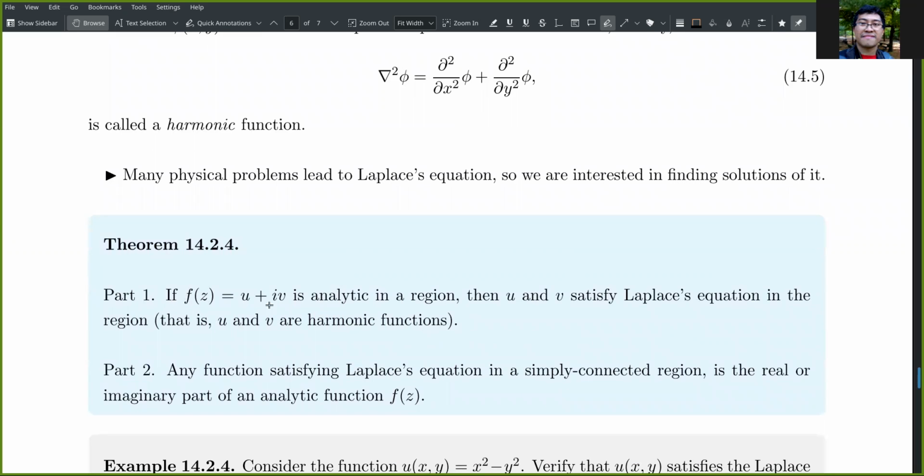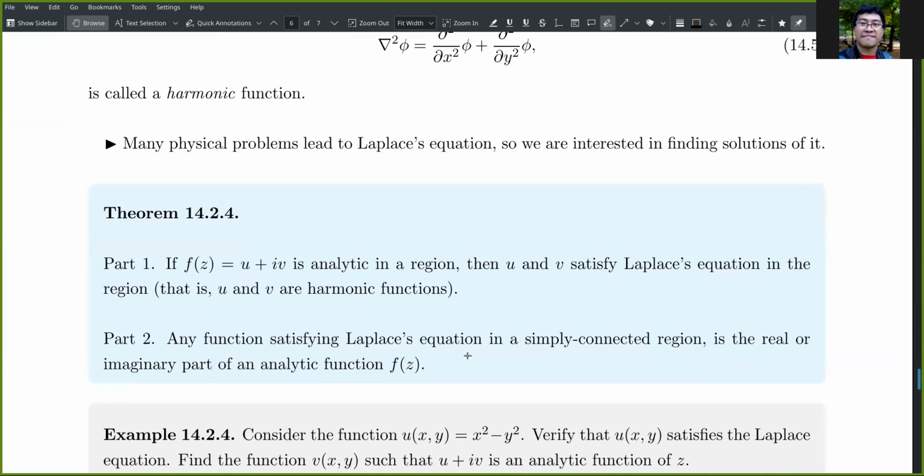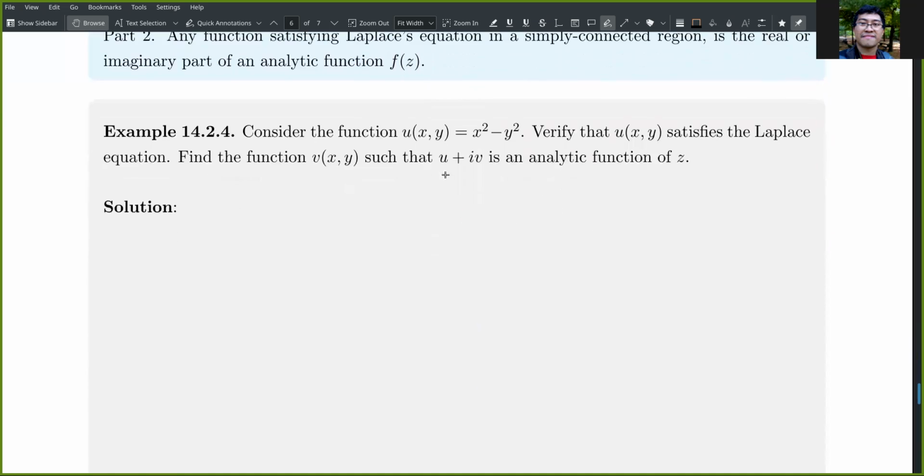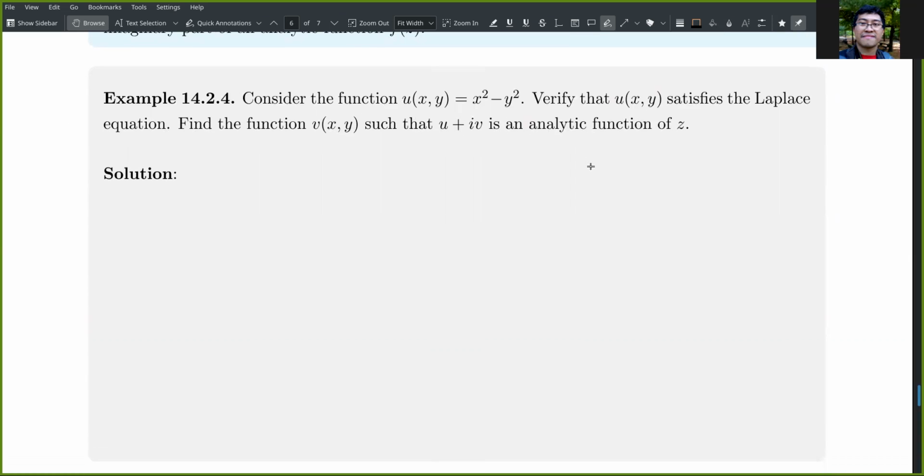If f equals u plus iv is analytic in a region, then u and v satisfy the Laplace equation in that region. Or any function satisfying the Laplace equation is the real or imaginary part of an analytic function. An example: consider the function x squared minus y squared. Verify that this function u satisfies the Laplace equation, and find the function v such that u plus iv is an analytic function of z.